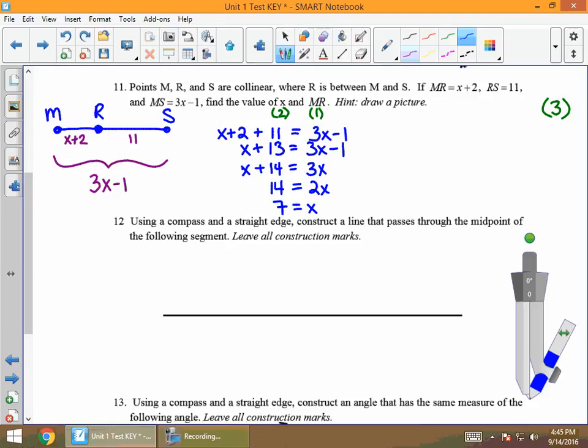The last point comes from it wants you to find MR. So segment MR is x plus 2. So in this case, x plus 2. The x we just said was 7. So MR is 7 plus 2, or 9 units. 9 units long. So if you found whatever x value you had, if you just added 2 to it, you at least got 1 point for the MR, even if you missed the point for x.